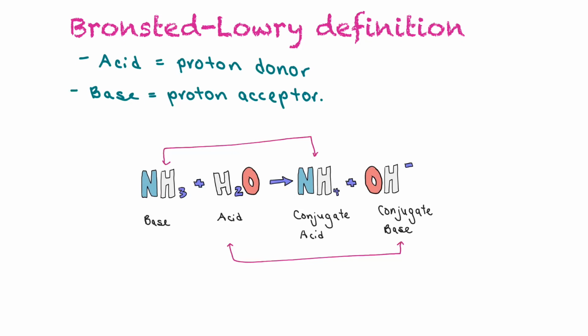With this definition, a base will always have a conjugate acid and the acid will always have a conjugate base. So ammonia is a base and it accepts a proton from water, so it becomes ammonium. So it accepted a proton to become NH4 plus. And then water is acting as the acid in this example, so it's going to donate its proton to ammonia to become the conjugate base hydroxide. So we can always label these acid-base pairs.